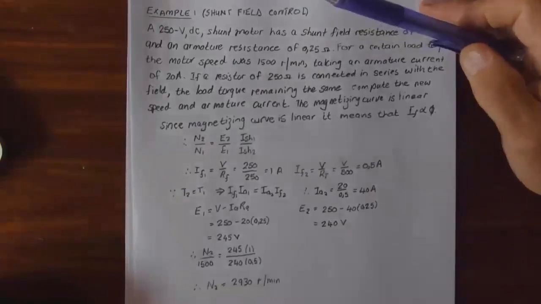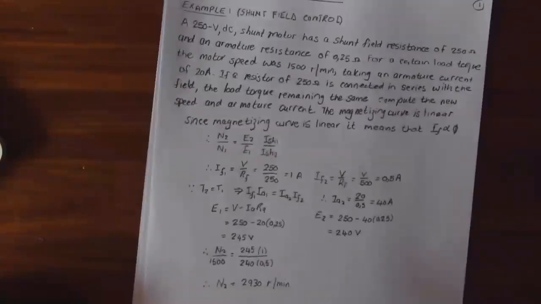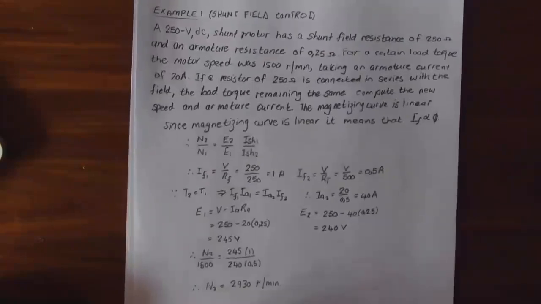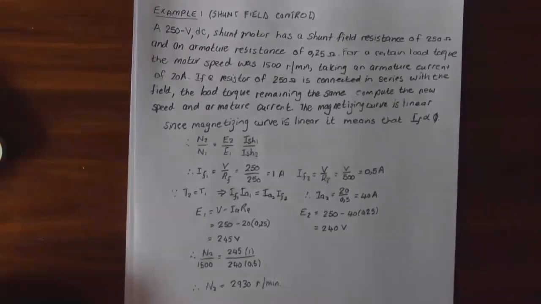A 250 volt DC shunt motor has a shunt field resistance of 250 ohm and an armature resistance of 0.25 ohm. For a certain load torque, the motor speed was 1,500 revs per minute, taking an armature current of 20 amp. If a resistor of 250 ohm is connected in series with the field, the load torque remaining the same, we must compute the new speed and armature current. The magnetizing curve is linear.